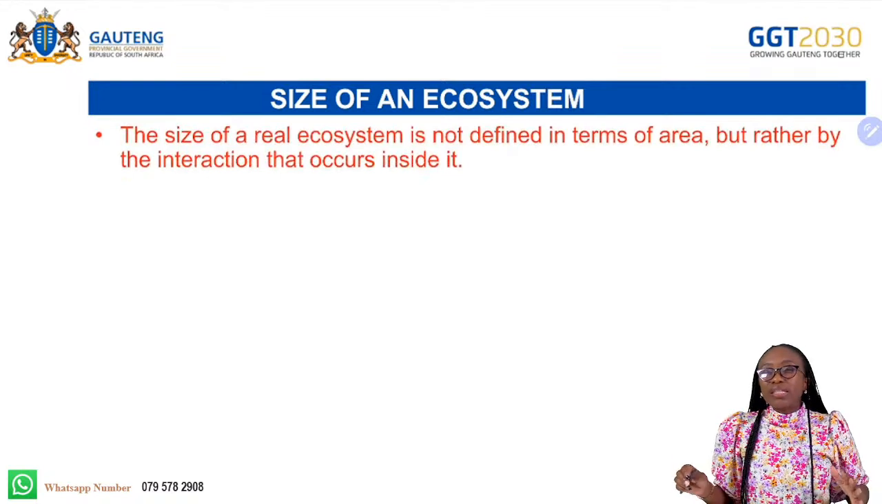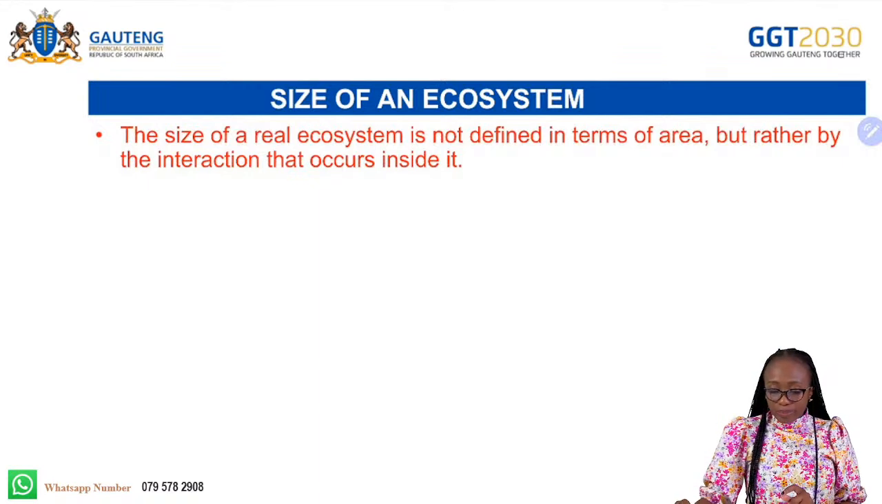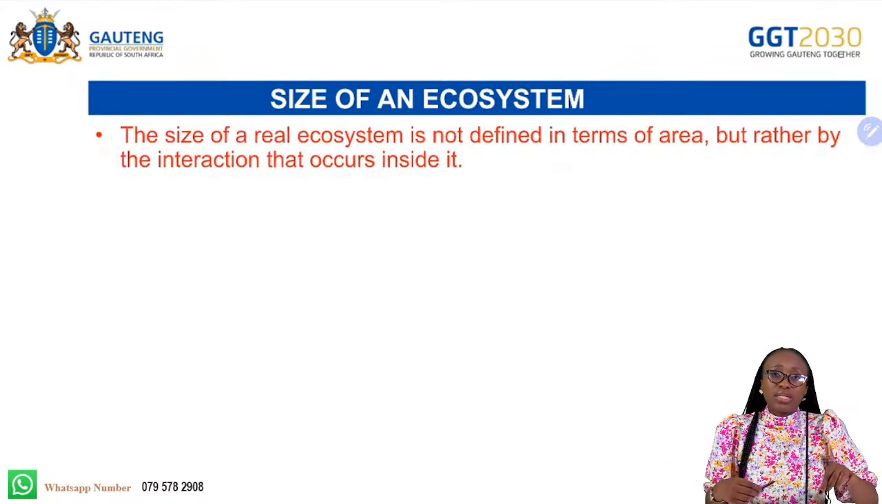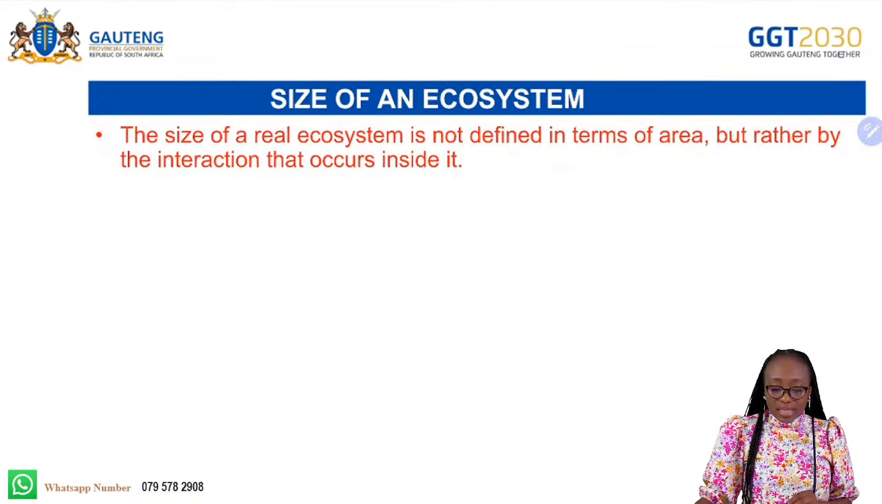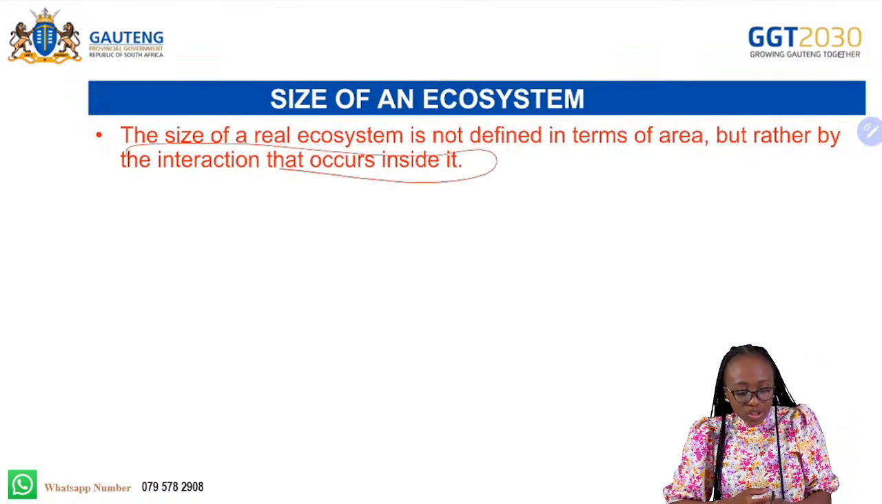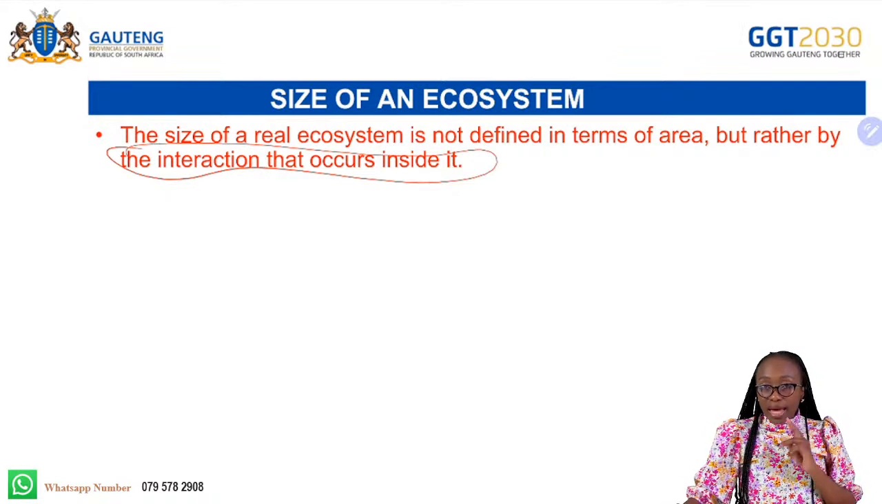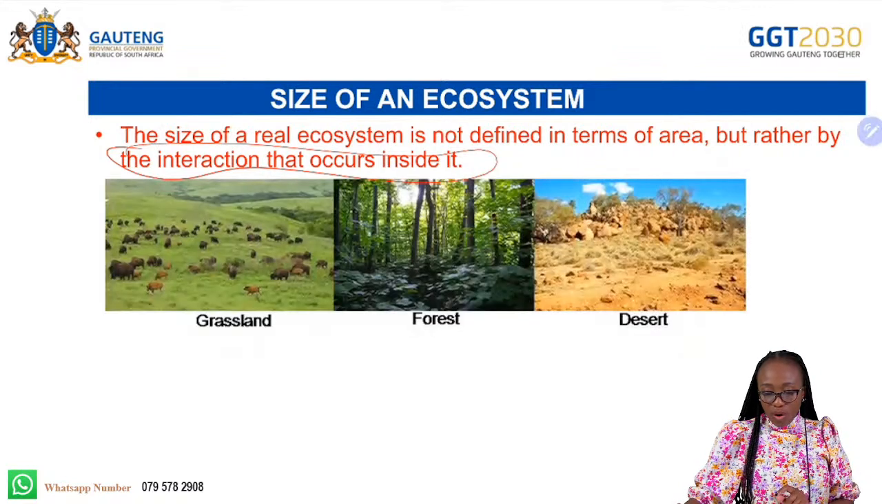Now let's talk about the size of an ecosystem. Is there like a fence that determines how big an ecosystem is? Well, the size of a real ecosystem is not defined in terms of area. You can't just build a fence around it and mark it as ecosystem 1. It is not defined in terms of area. Rather, it is defined by the interaction that occurs inside of that ecosystem. That is what determines it, not the terms of an area.